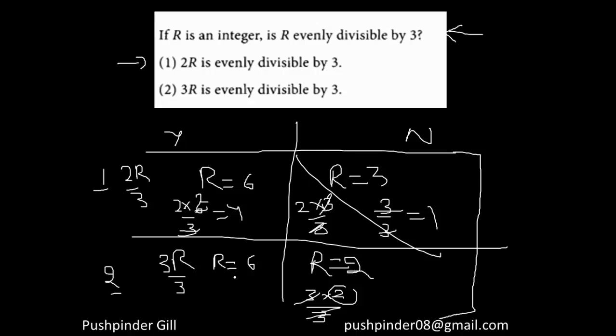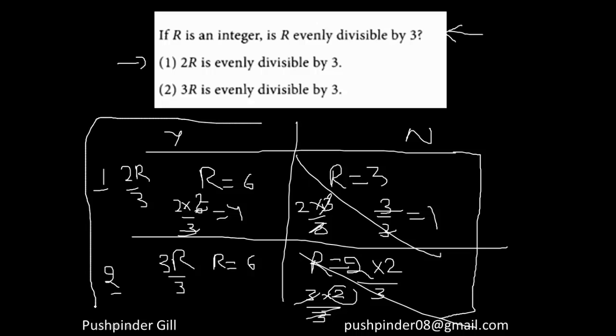Similarly, if r is equal to 6, we established that it's evenly divisible by 3. If r is equal to 2, it's 2 into r. That means 2 into, let's say, r. Is it evenly divisible by 3? No, this is not evenly divisible by 3. So I'm getting a definite yes. Only the yes values are surviving. That means my answer is yes, that both the statements taken together will give me the answer.